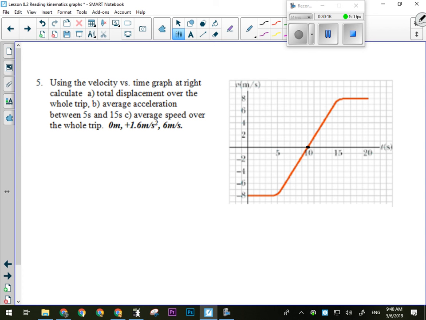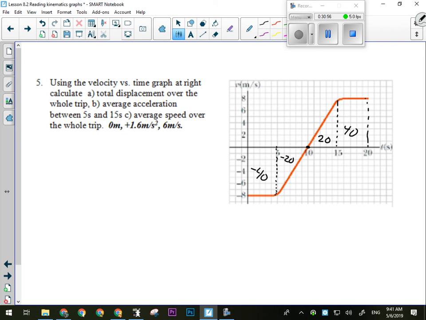All right, for part A, they want to know the total displacement over the whole trip. So we got to do our shapes. We've got to find the area in this triangle, and similar thing here. So we got this triangle and this rectangle here. Here's the good news. The parts below the line and the parts above the line are the same, so we can save ourselves some math. We got -8, and that goes over 5 seconds. So this area here is -40. This is -8 times 5 over 2, so it's -20. That means that this one is 20 and this one is 40. What's our total displacement? 0.